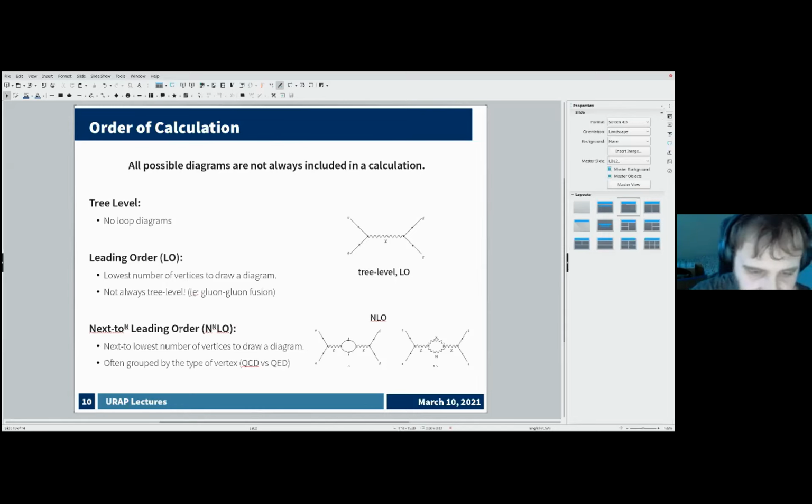And then you have next-to-leading order calculations, where the "next-to" comes with an exponent, and that exponent just tells you how many extra vertices you're allowed to draw, right?